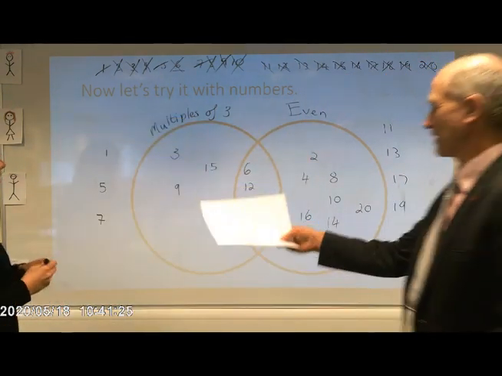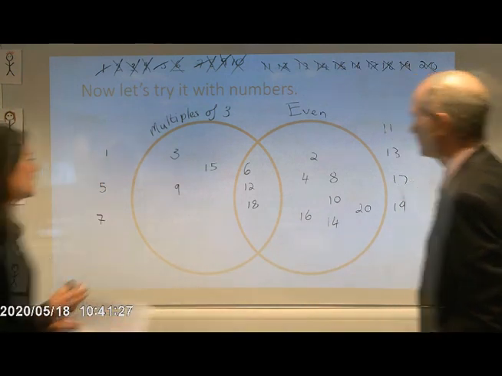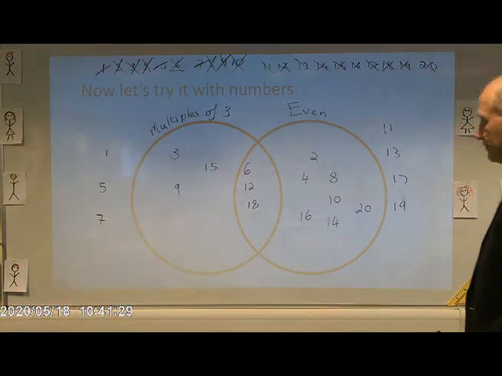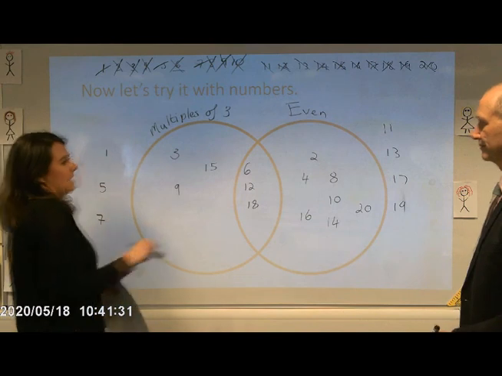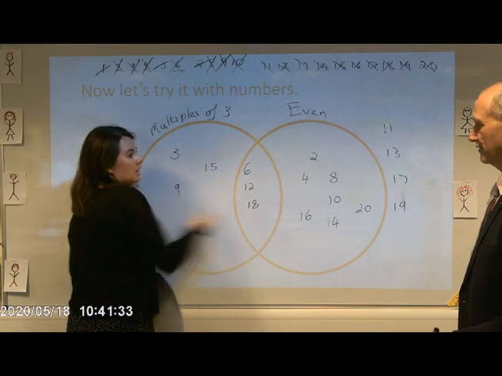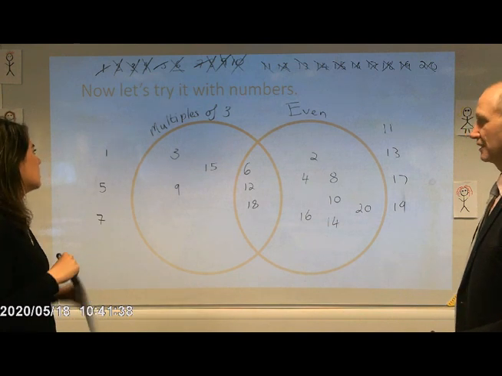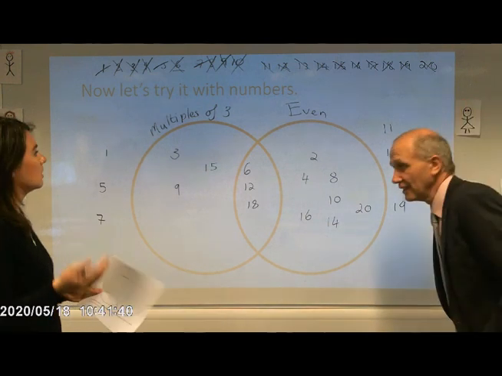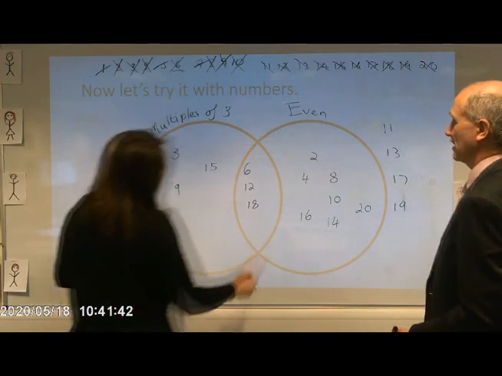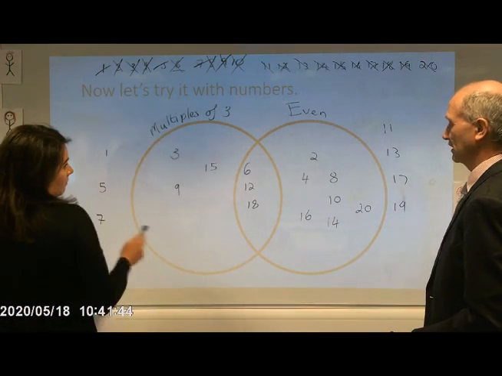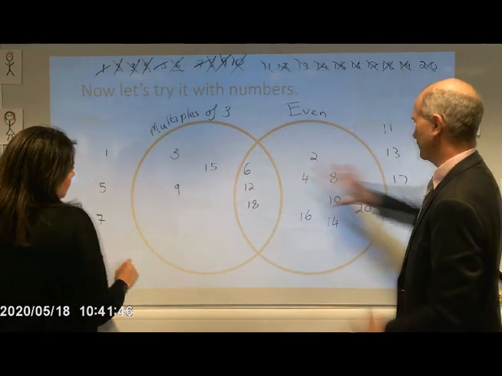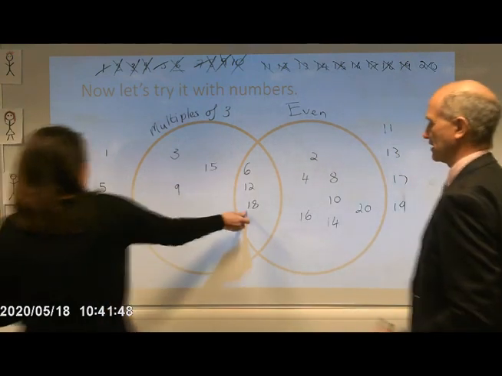Lovely stuff. So we could ask a couple of questions about this. What's the probability of picking a number that is a multiple of 3 and is even? 3 out of 20, because we've got 20 numbers. What's the probability of picking a number that is a multiple of 3 or even? Remember, that's all of the numbers within the Venn diagram, including the ones that are both.